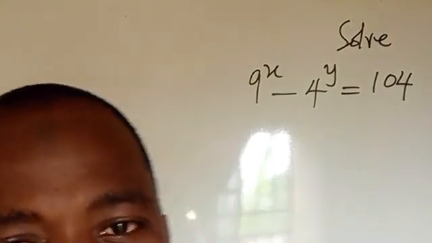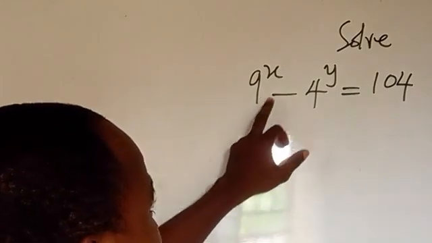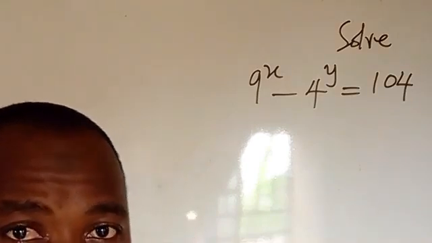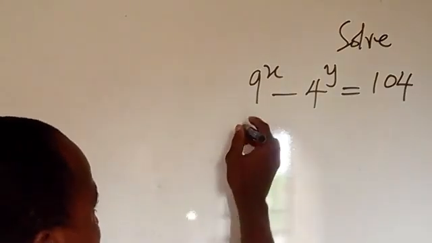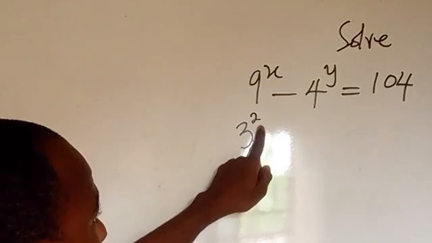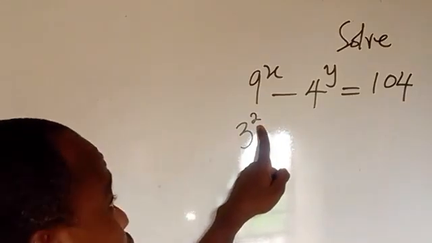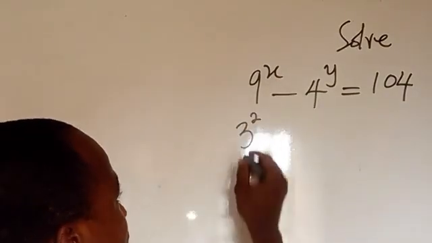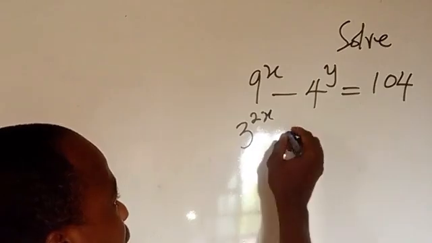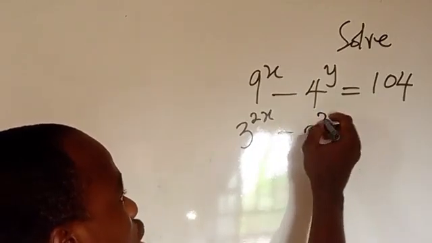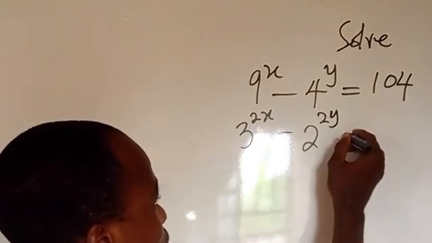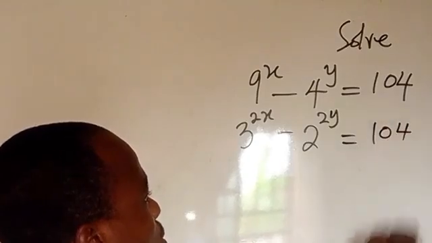It's not hard. All right, we are given 9 to the power of x minus 4 to the power of y equals 104. So now this is what I'm going to do. From here, I can write this as 3 to the power of 2, and you know the power 2 shows that it's going to be multiplying x. Then I have 2 to the power of 2, also multiplying y, so we have 2y being the power. All right, so here I have 104.